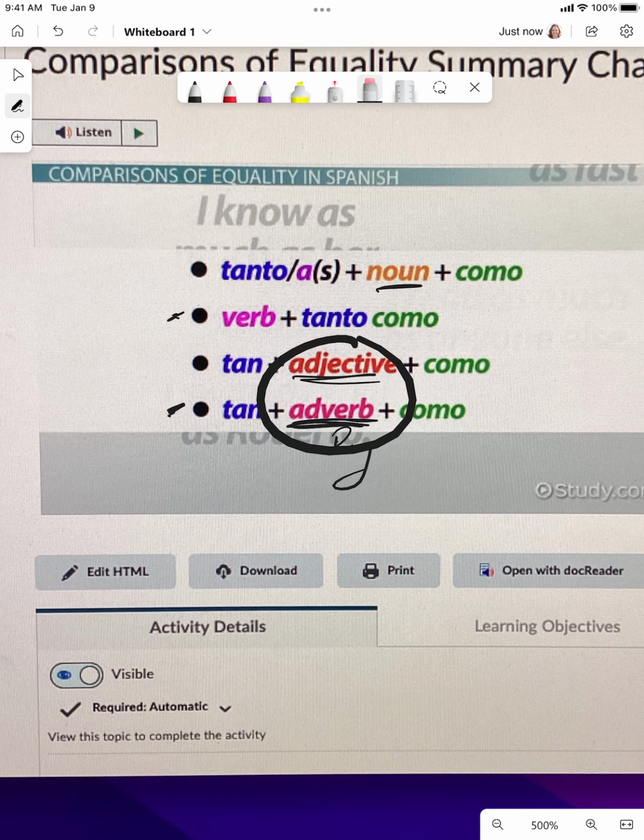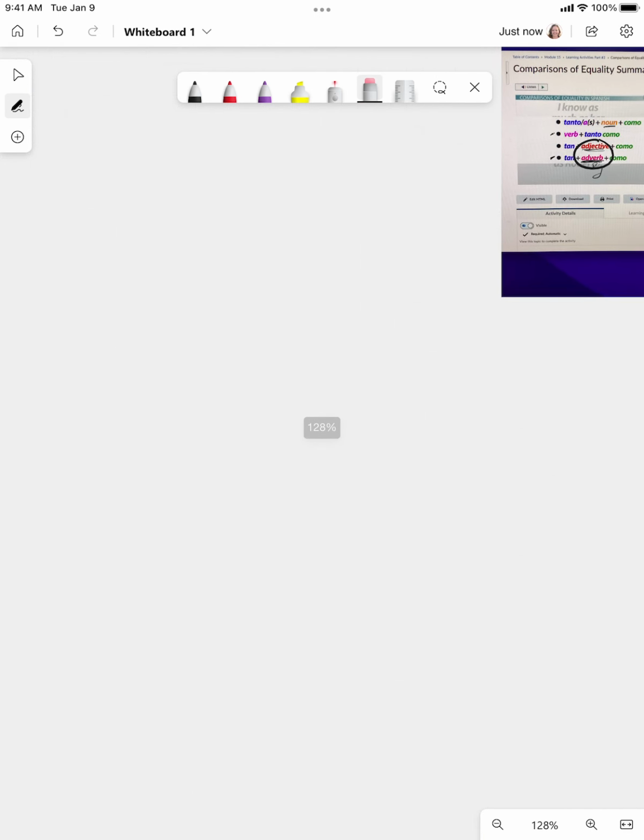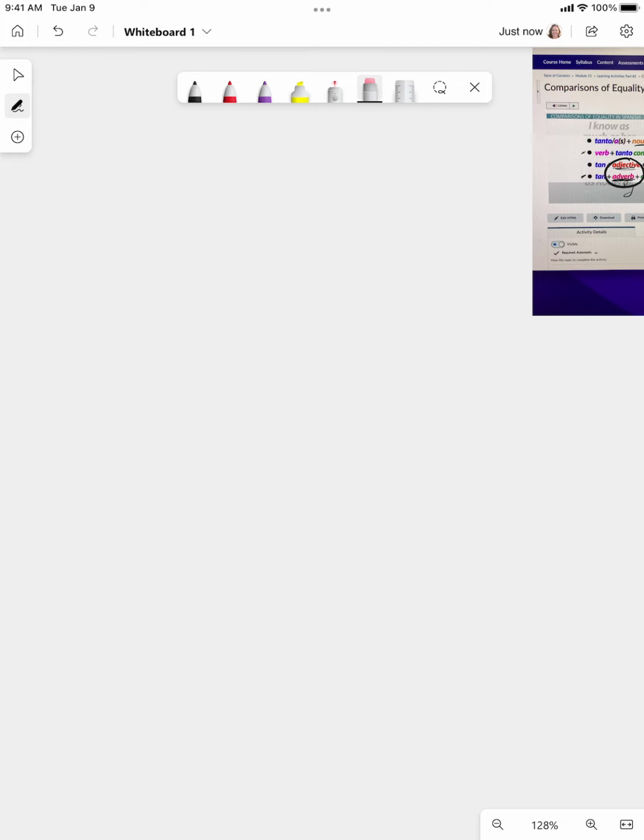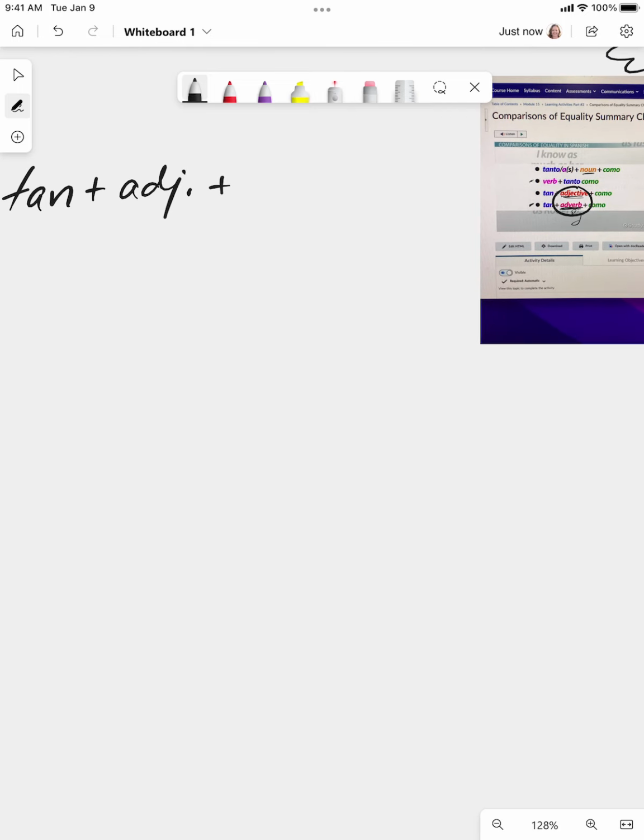So, let's minimize this and give ourselves some space to write on, and let's do a couple of those. Notice that the formula is the same for both of those. We just say tan plus the adjective plus como. And again, this chart is posted in Georgia View in your course. So we have tan, adjective, and como.